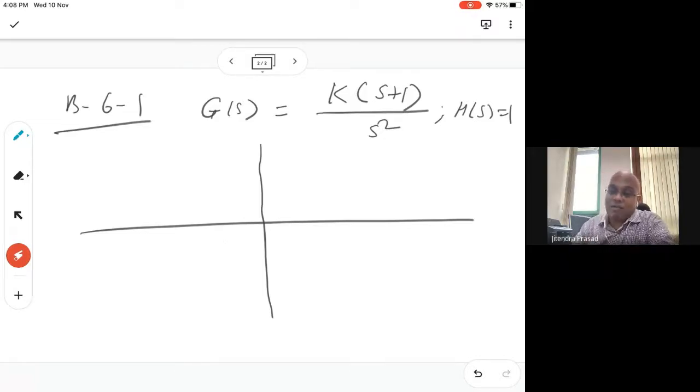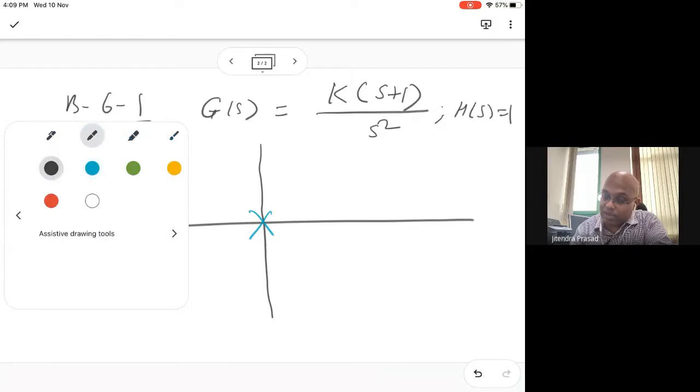So how do you plot it? There are some rules, discussed in the lecture notes. You start first with the poles. S square equal to 0 in this case, so there will be double poles here. We have two of them here.